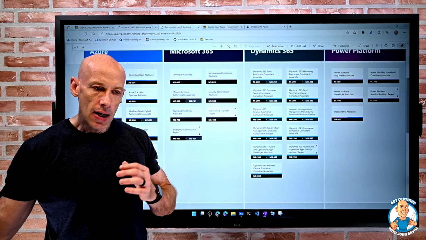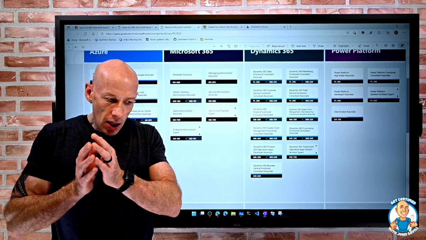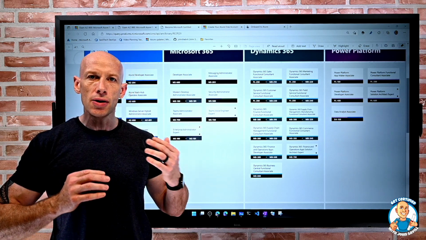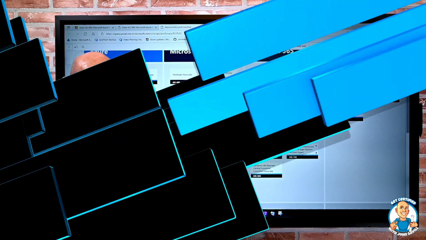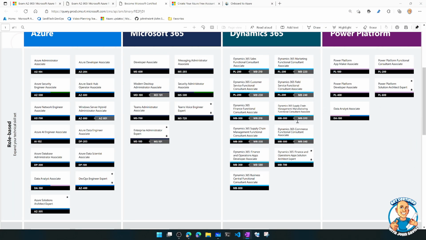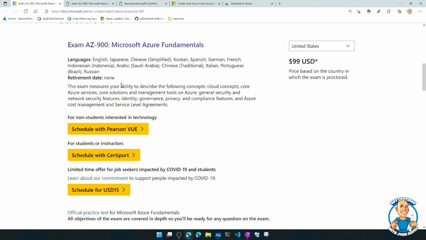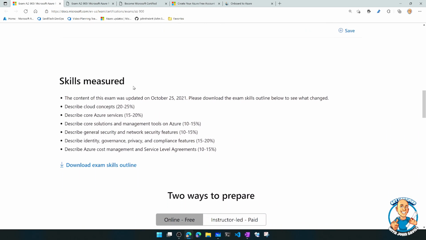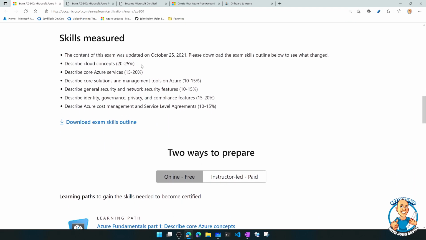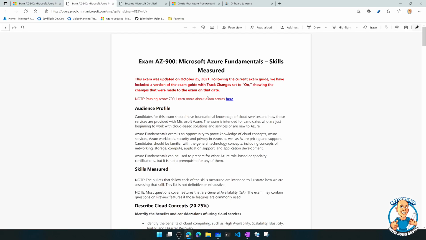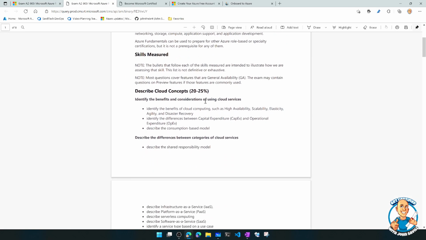Now, in terms of the structure of this course, I'm gonna follow how the skills are measured by the exam. If we jump back over and look at the Azure site, we can see this breakdown of the skills measured. There are various high-level study areas like describe cloud concepts, describe core Azure services, then those core solutions, management tools, general security, a whole bunch of different things. And we can see the detail via this download exam skills outline. And this is how we are going to structure the course.